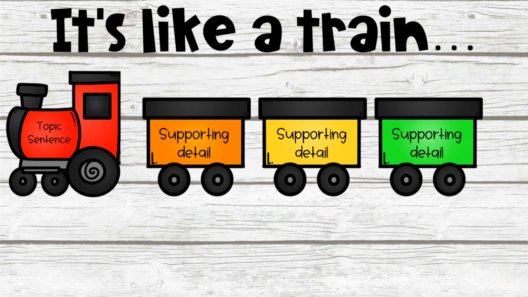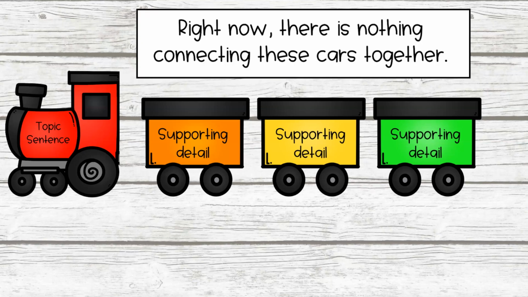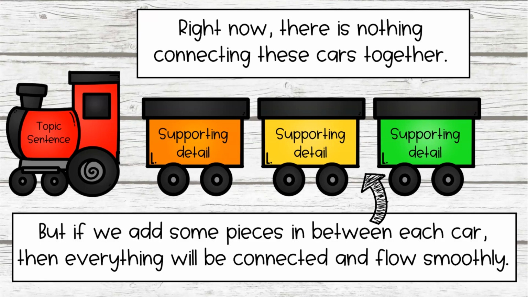You have your topic sentence, your supporting detail, your other supporting detail. But none of them are connected. There's nothing holding them together. So if they were to go down the train tracks, they would not all travel together. If we add some pieces in between each car, then they'll roll down the train tracks together and everything will be connected and flow much more smoothly.